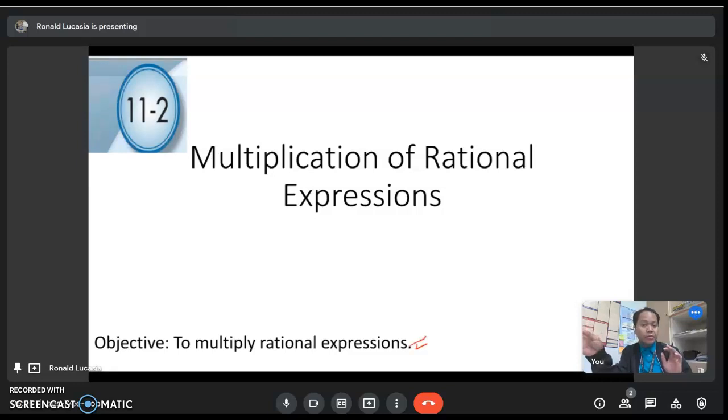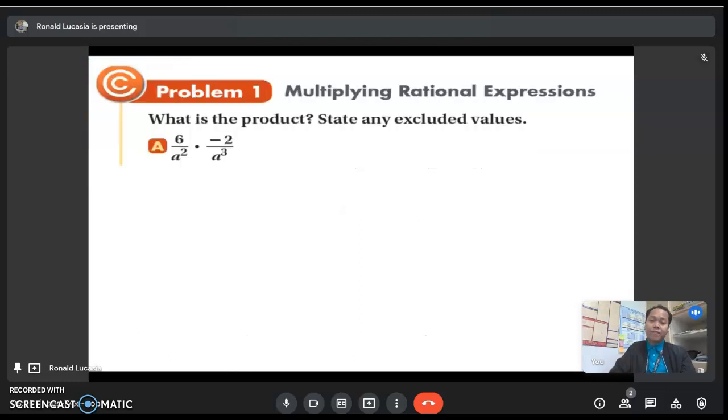So we know that a rational expression is an expression wherein the numerator is a polynomial and the denominator is also a polynomial, such that the denominator must not be equal to 0. So we can multiply rational expressions the same way that we multiply fractions. When you multiply fractions, you multiply the numerator by the numerator and the denominator by the denominator.